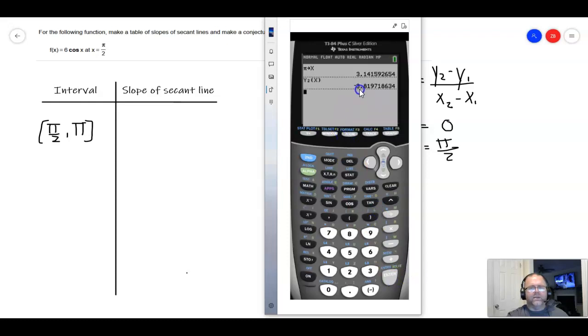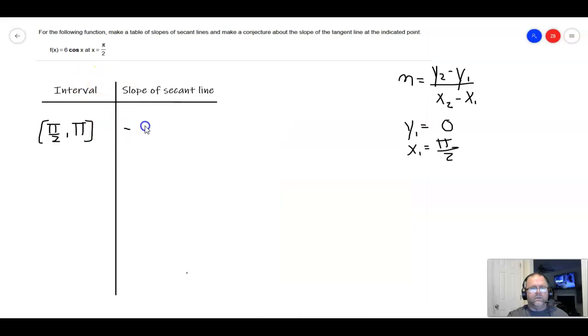And I'm going to round that to 3 decimal places, so that should be negative 3.820. Negative 3.820. I'm going to check my negative 3.820. All right, and that looks like it was good. Negative 3.820.